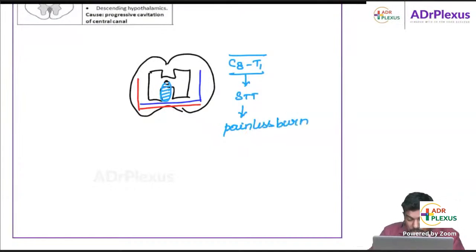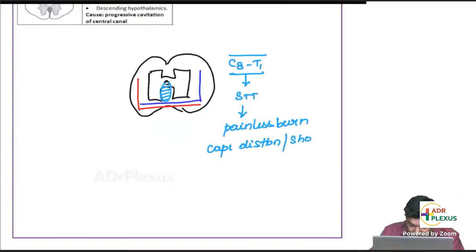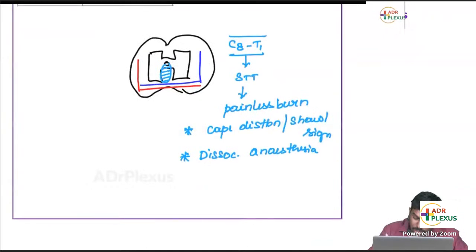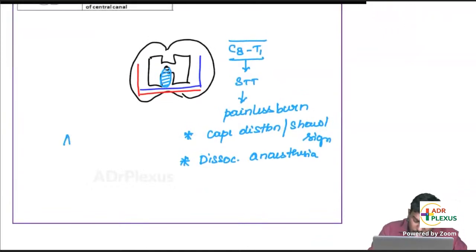Right? And what sign are you going to get? You are going to get a cape distribution or shawl sign. What is this classical anesthesia called here? What is the anesthesia? Very good. It is called dissociative anesthesia. Very good. Okay. And which condition is it associated with? It is associated with Arnold-Chiari malformation.